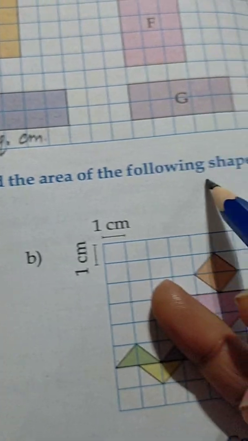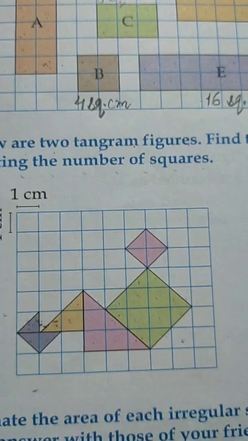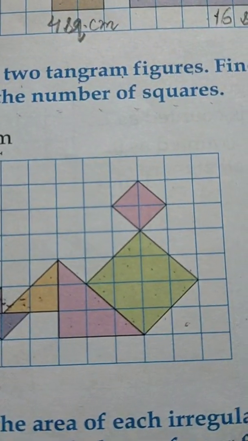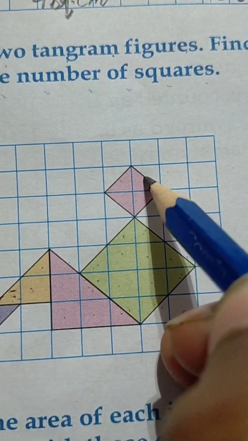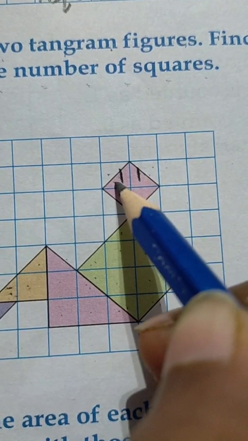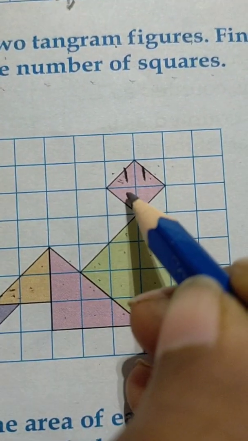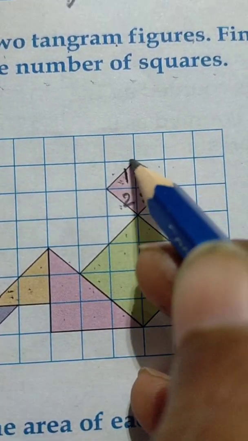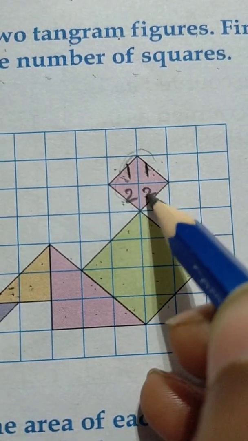Find the area of the following shapes by counting the number of squares. Yes, see here beta, you can see half squares also here. Yes, now see how to count. This half, this half. Yes, it will make 1. This is 1 because half is shaded here and half is shaded here. If we add both together, it will be 1, and then again half. Yes, then these 4 halves together will make 2 squares.